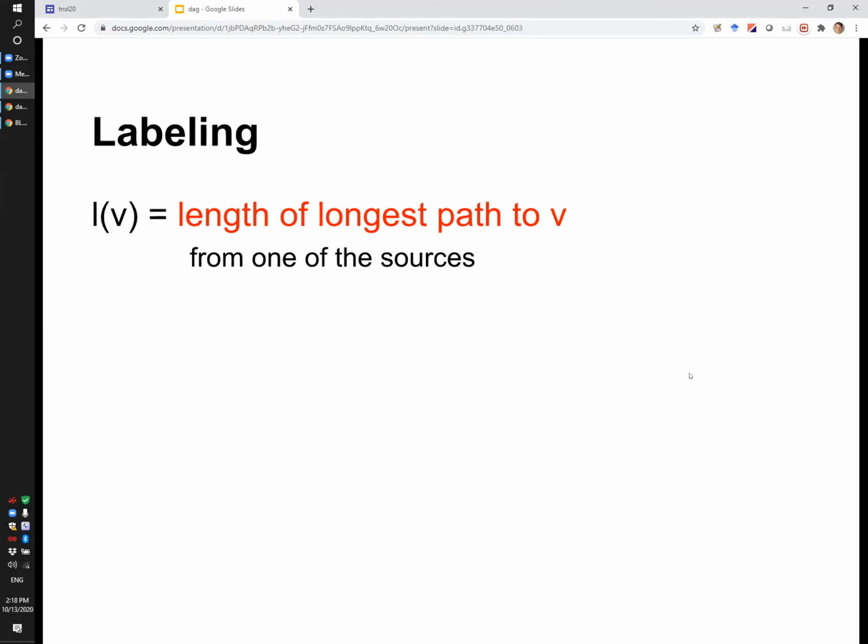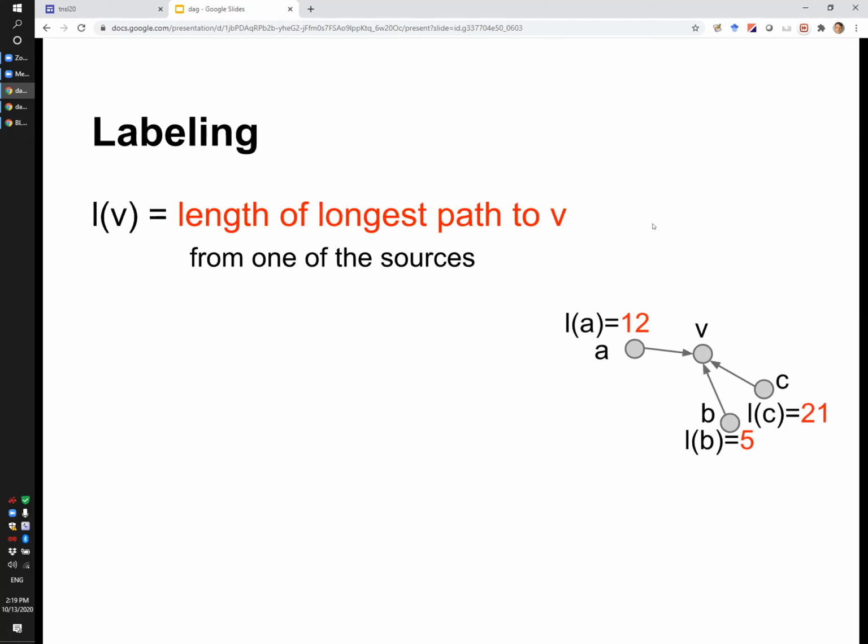Now, what we want to do in order to find the longest path, just as we were doing with the shortest path in Dijkstra, is give labels to the nodes of the graph, and the label of the node V will be the length of the longest path to V from one of the sources. So there will be one source S, or node 1, whatever. So we will again be assigning labels to the nodes of the graph, but unlike with Dijkstra, where the labels designate the length of the shortest path to the node, here the labels will designate the longest paths to the nodes.